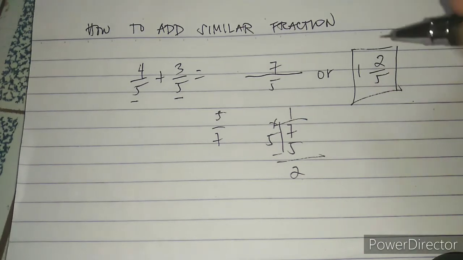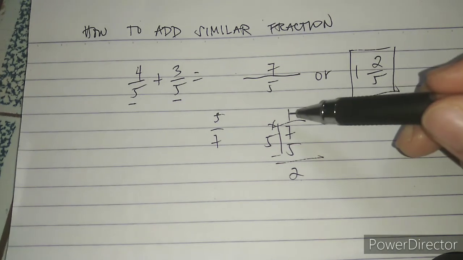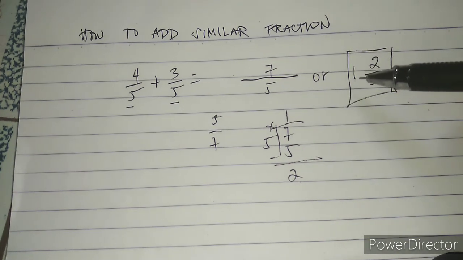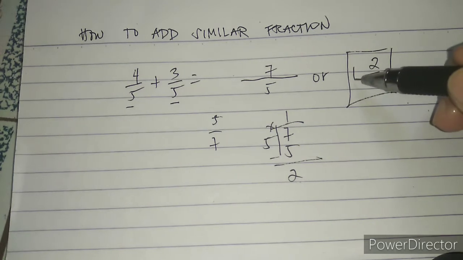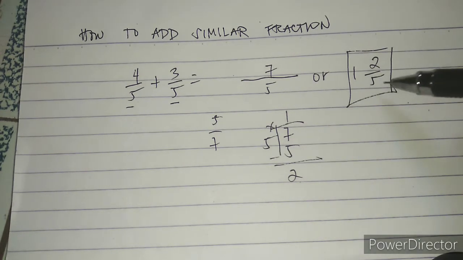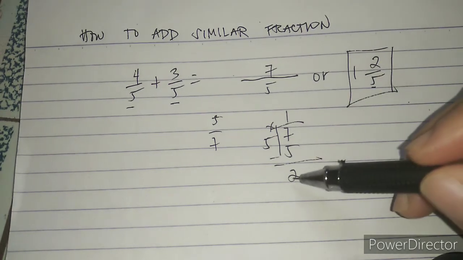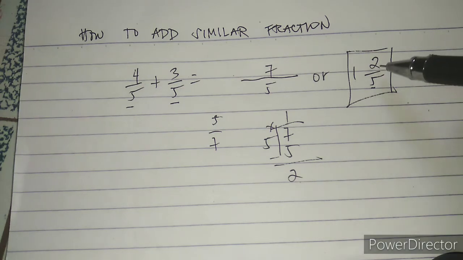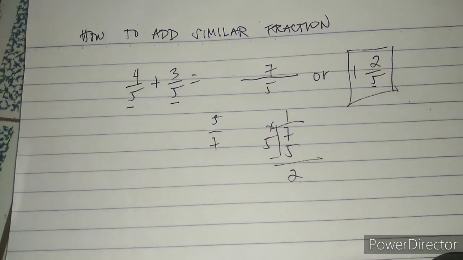So, paano ko siya in-arrange? Bale, itong quotient, magiging whole number, and then the divisor na 5, magiging denominator siya, and then yung remainder na 2, magiging numerator siya. So, ganun lang kadali. Okay?